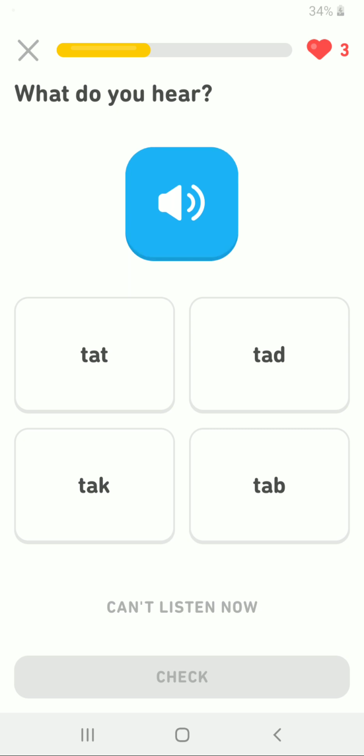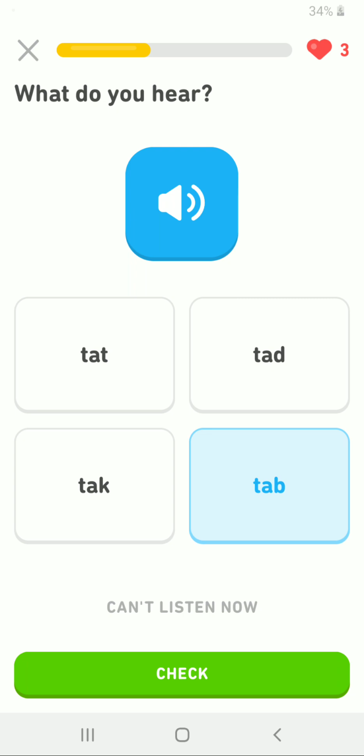I don't see tap. Tab is here. This is tat. Tat. Tad. Tak. Tab. Tap.